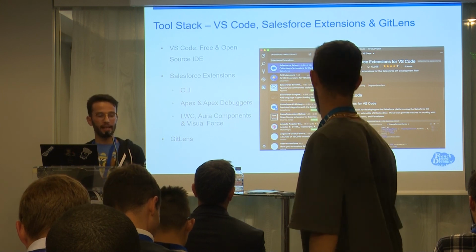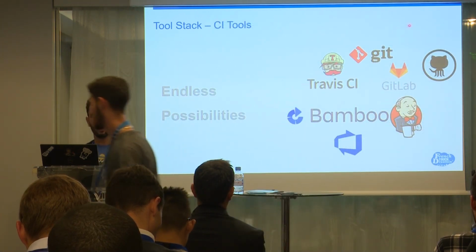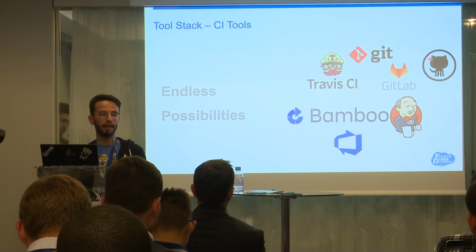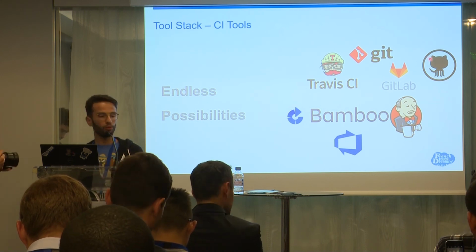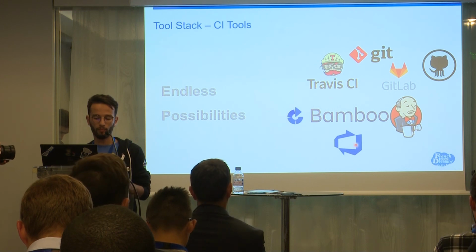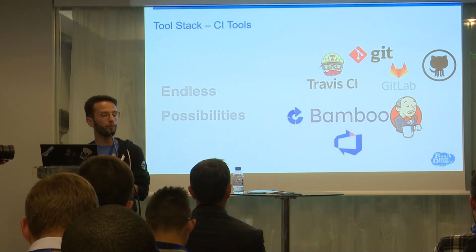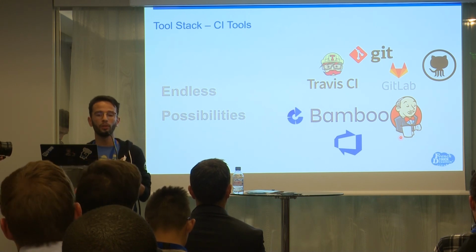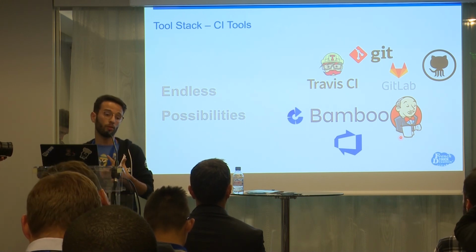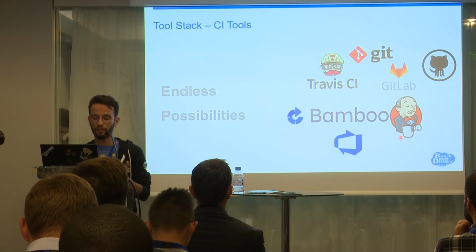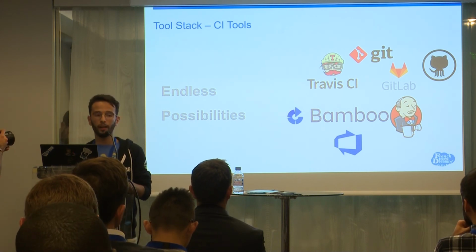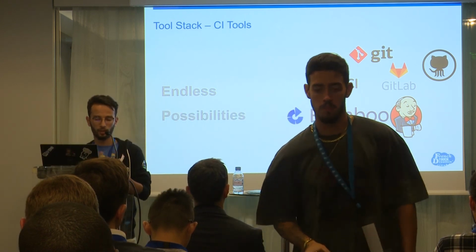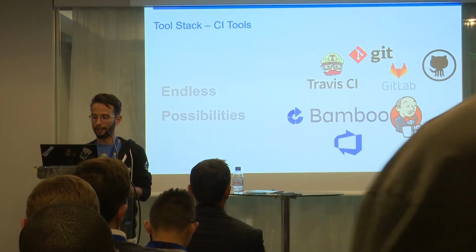Okay, but for the CI tools, there are endless possibilities. You can use whatever tools you want, like Travis CI, GitLab, Jenkins, Bamboo. For some of our customers, we use Azure DevOps, which has everything from pipelines to Git to actually doing your user stories, so everything stays in one place. You can use GitHub. The possibilities are endless. Now with Salesforce DX, it's really handy.